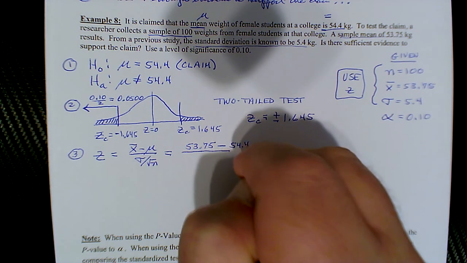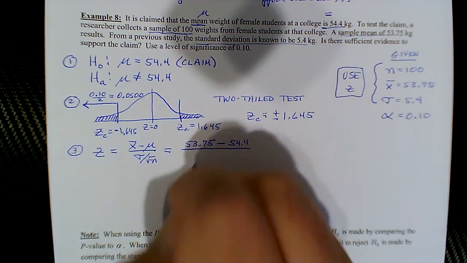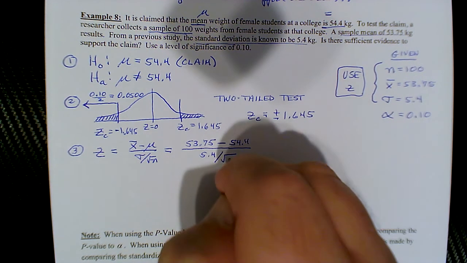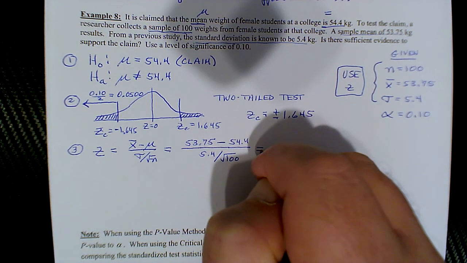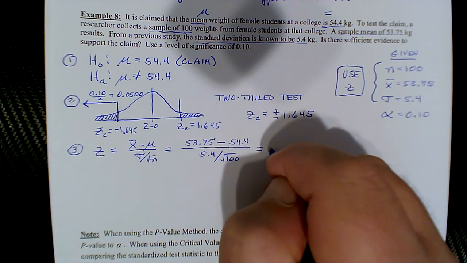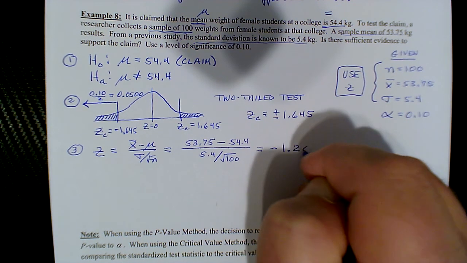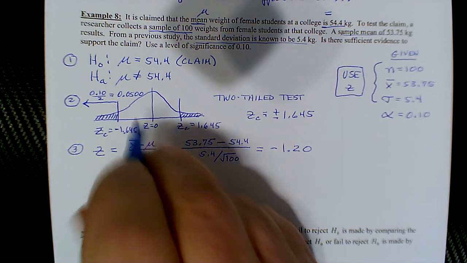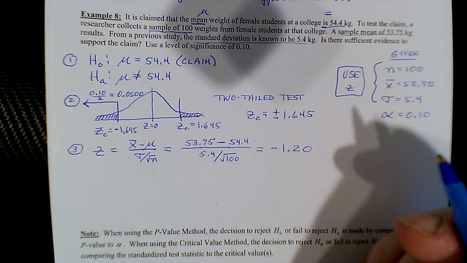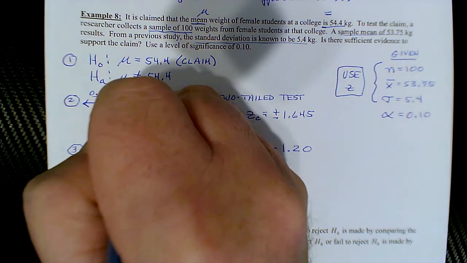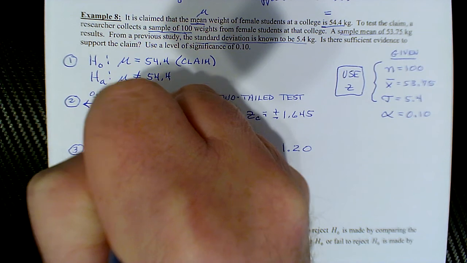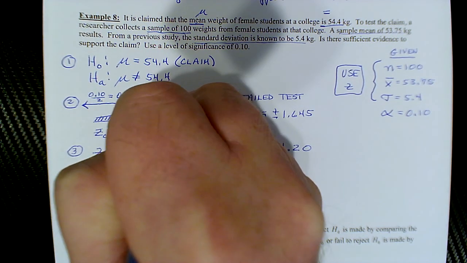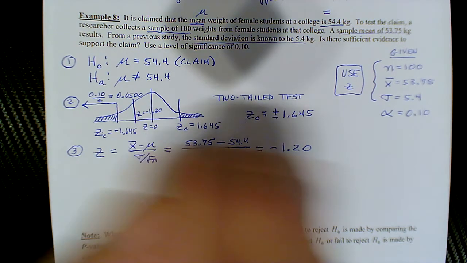And so we place that on our sketch, and that falls in the non-rejection region. Okay, so it would be somewhere here. Z equals negative 1.20, so between 0 and negative 1.645. So therefore our decision, because we're in the non-rejection region, would be to fail to reject H0. And then we draw our conclusion.